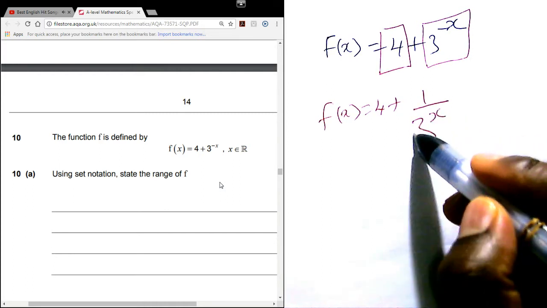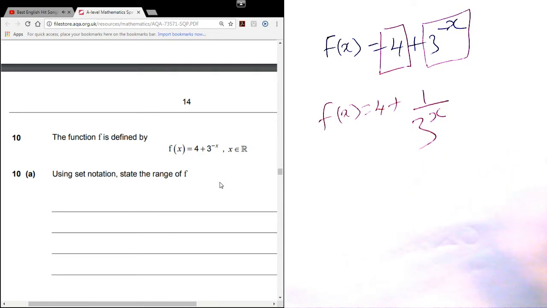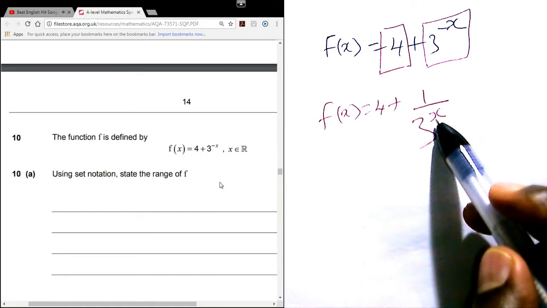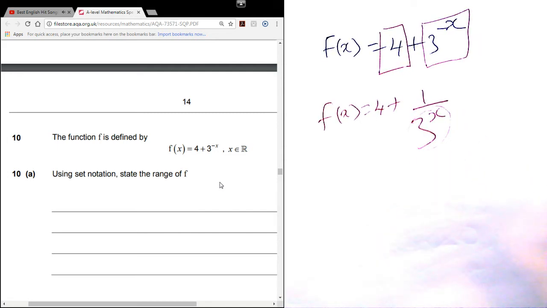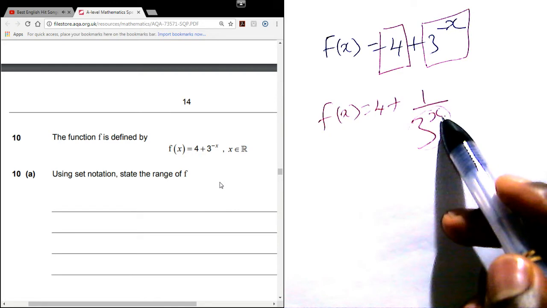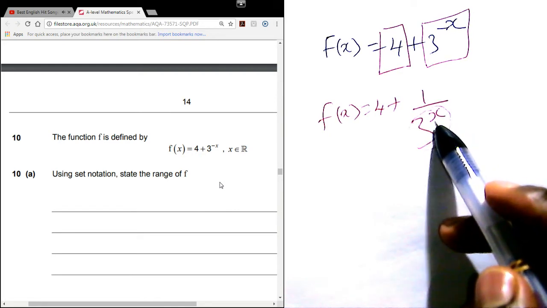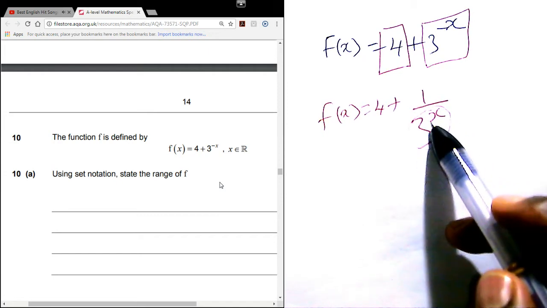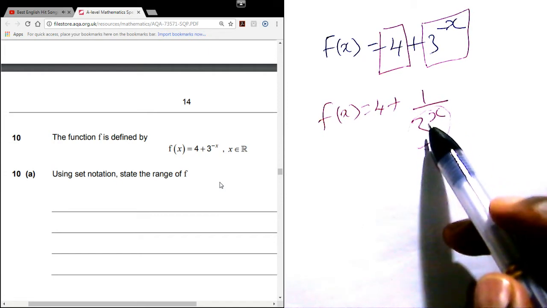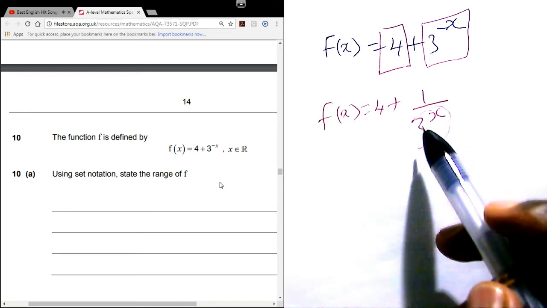Can the number at the bottom ever be negative? No, it can never be negative. 1 over 3 to the x can never be negative because 3 to the x can never be negative. x is just a power. If you raise 3 to the power 100, it's positive. If you raise 3 to the power 0, it's positive. If you raise 3 to the power negative 1 million, it's 0.0000, but it's still positive.